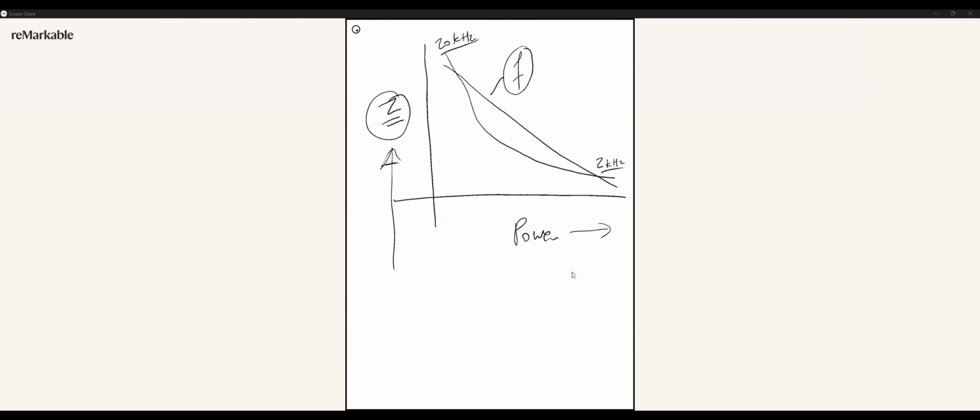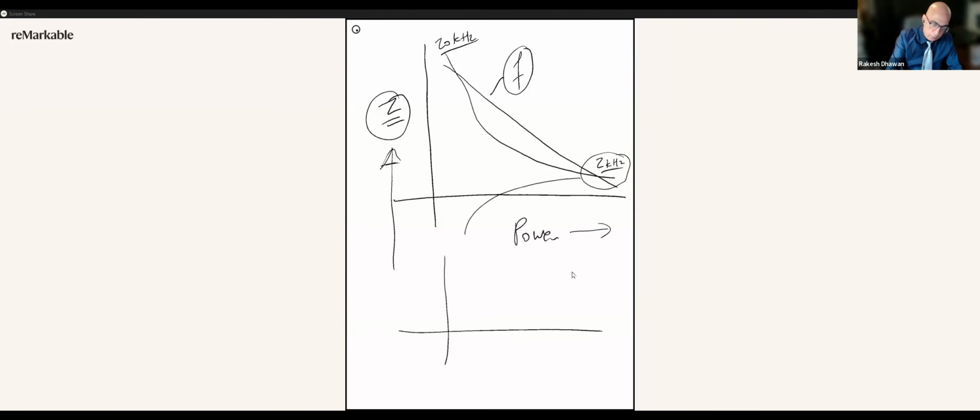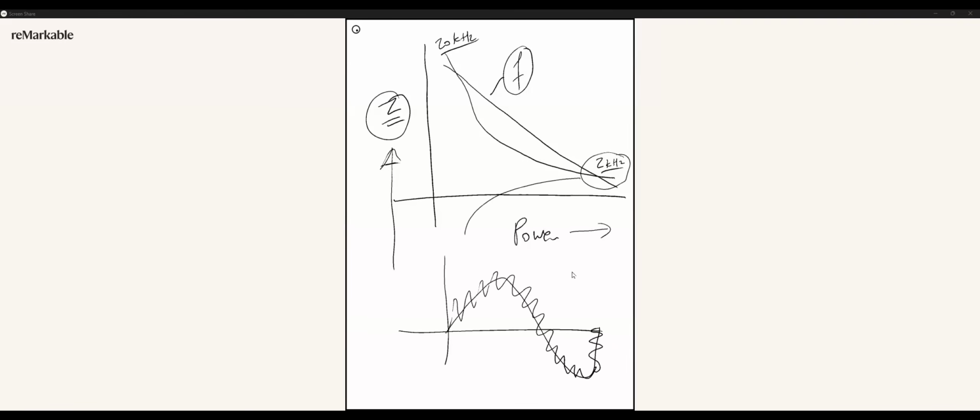But then if inductance is coming down, switching frequency should go up, right? Inductance coming down, switching frequency should go up, and that's where you can have performance issues, because this 2 kilohertz is going to cause, your current is like this, but it has got a lot of ripple. Right? So that is where you want to go.